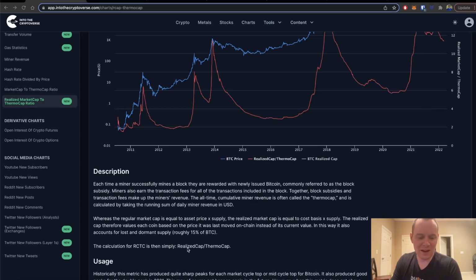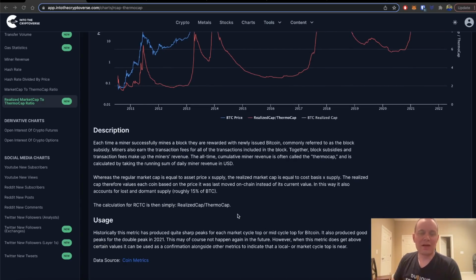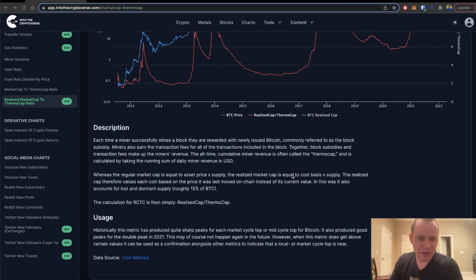Now, the realized cap, you might think about market capitalization and realized capitalization. The realized cap is actually the cost basis times the supply rather than the price times supply. If you think about the market cap of an asset, you would just take the price multiplied by the supply. But if you want to get the realized market cap, you take the cost basis of all that Bitcoin times the supply. Cost basis times supply rather than the price times supply. And then that gives you the realized cap.